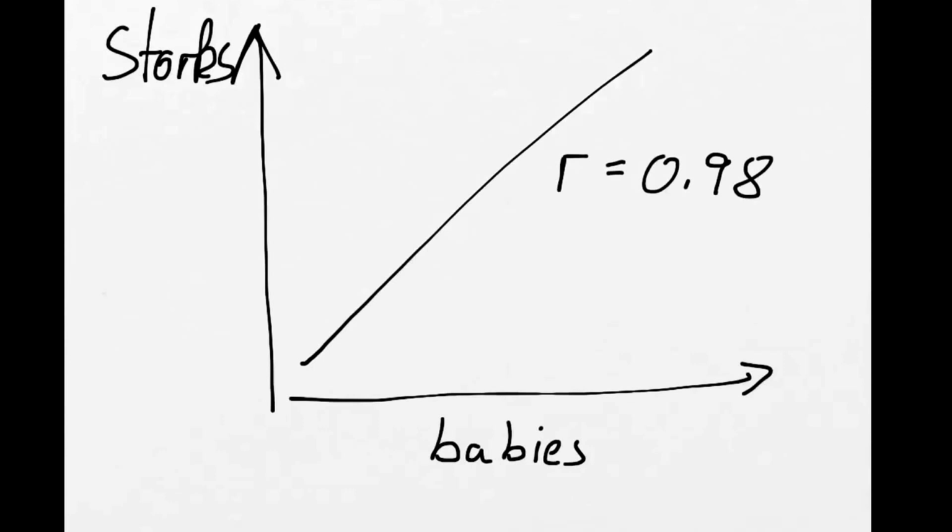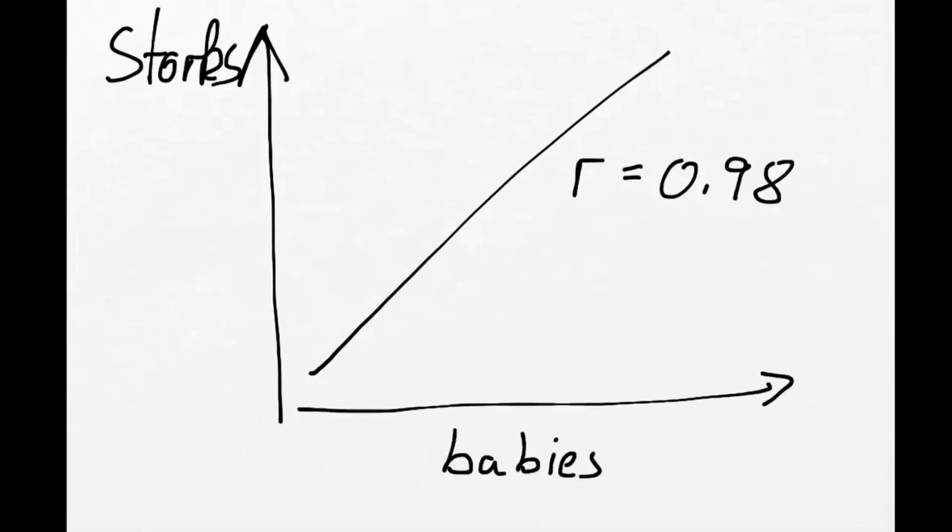And what I want you to do with me, chant. I want you to say with me, correlation is not causation. Correlation is not causation. Correlation is not causation. Which means, even if we have a correlation here, it does not mean that one is the effect of the other.